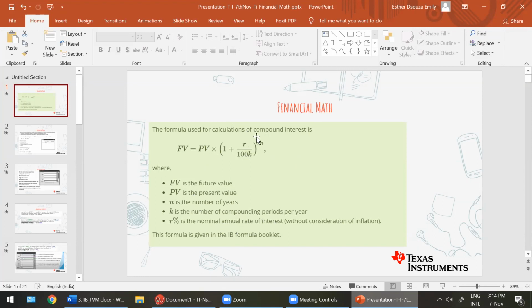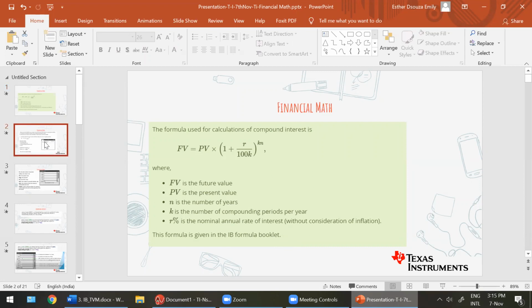So if you're given this, let's say quarterly or compounded half yearly, you'll have to take care and ensure that N is multiplied by K. And at the same time, R here is divided by 100 times K. The same factor will have to be factored in here as well. Okay, got it? So remember that R% is the normal annual rate of interest. K is the number of compounding periods per year. This is also given in the IB formula booklet. So it's no rocket science.